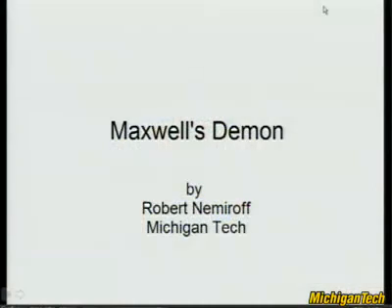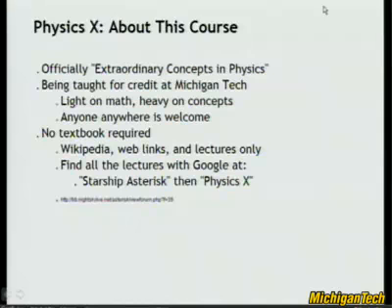All right, welcome to Maxwell's Demon. This is a time where we find out about a famous, strange quirk of physics that has been debated by physicists for 100 years or so. And so this is Physics X, Extraordinary Concepts in Physics, coming to you from the beautiful downtown studios of Michigan Technological University.